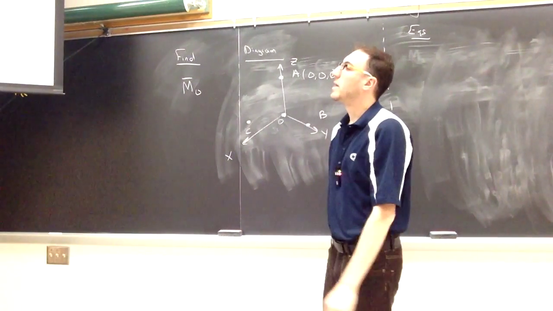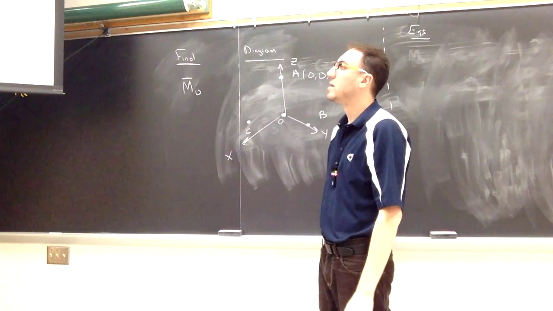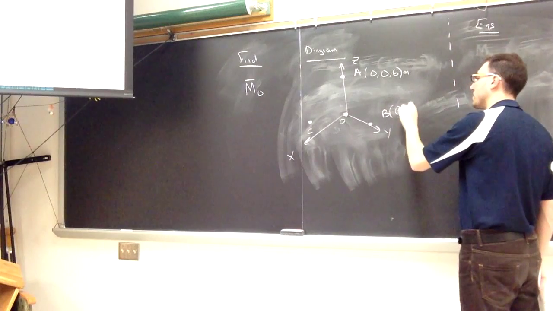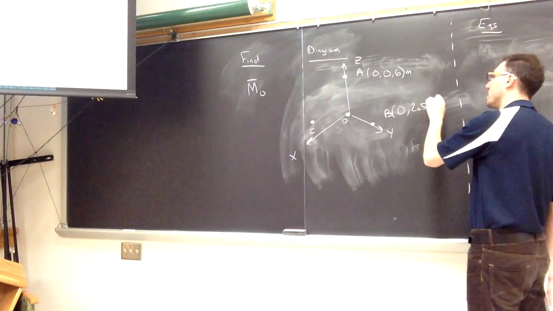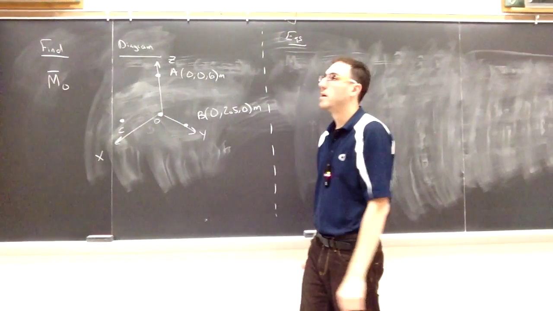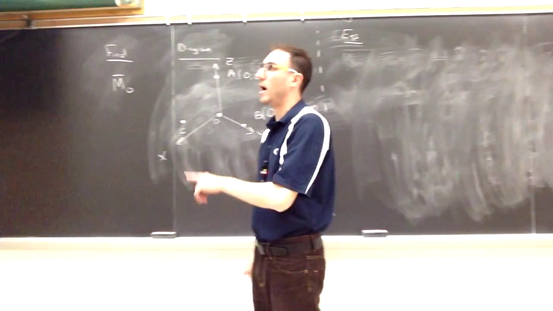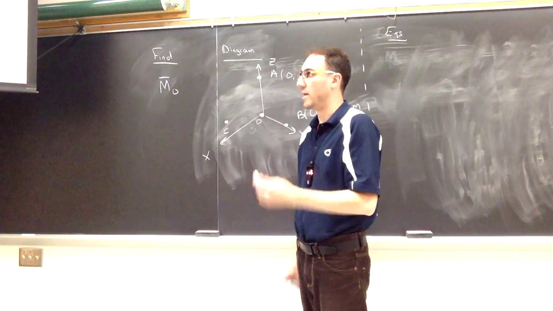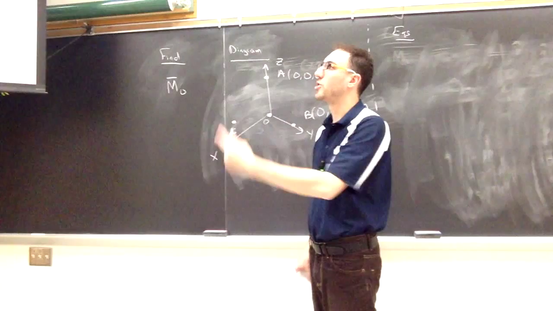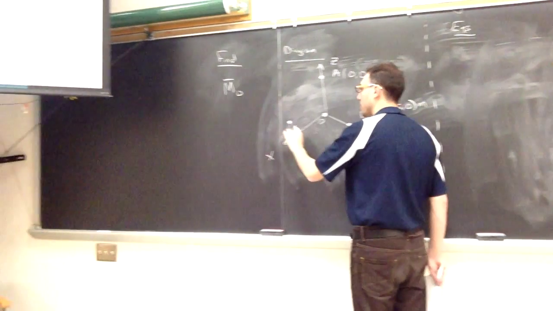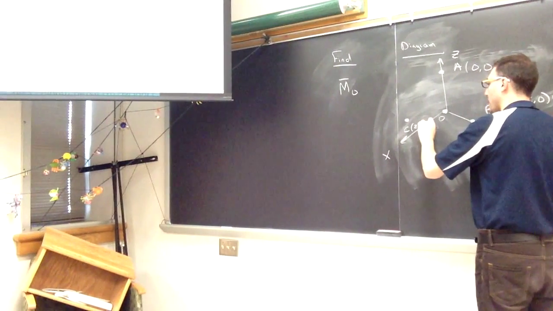Point B is located on the y-axis, and we have to go 2.5 meters from the origin to get there. So 0, 2.5, 0 are the coordinates of B. C is located on the xy plane, so we don't have to go anywhere in the z direction, at least from the origin. So we have to go 2 in the x direction and -3 in the y direction. So this will be at 2, -3, 0.